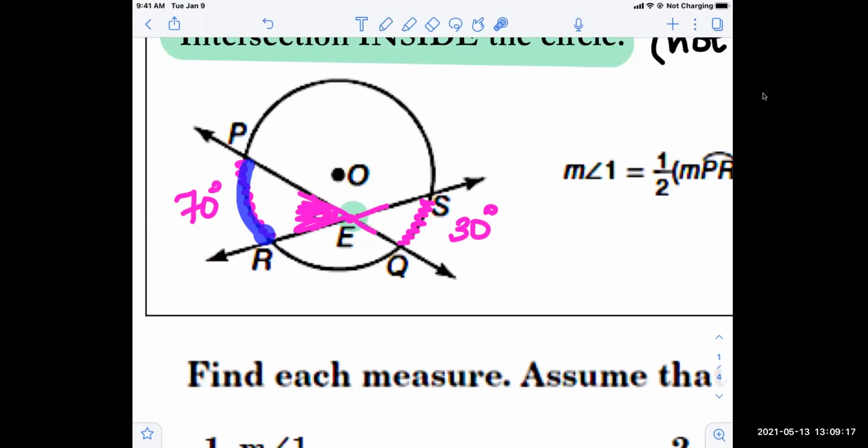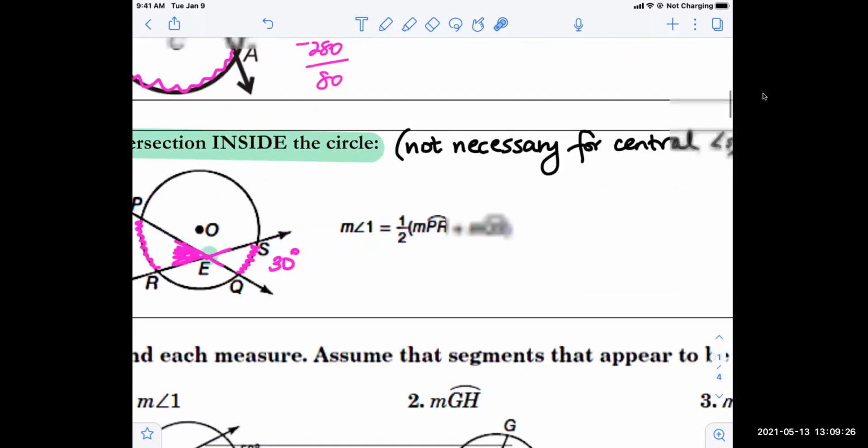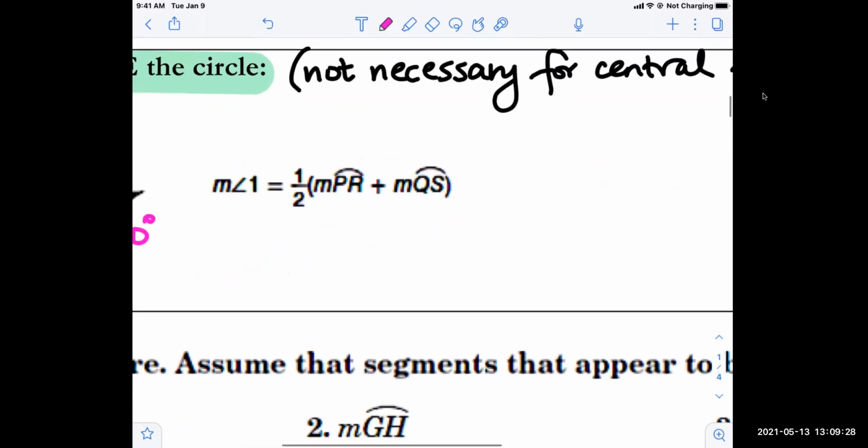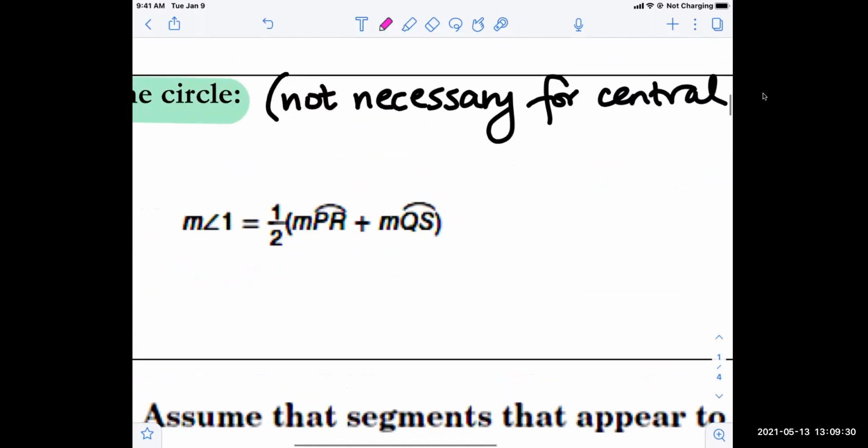Okay, so we're using the arc intercepted by the angle you're looking for, and then the one that's intercepted by the vertical angle. Add the arcs and divide by 2. Okay, this is just the average of the arcs.